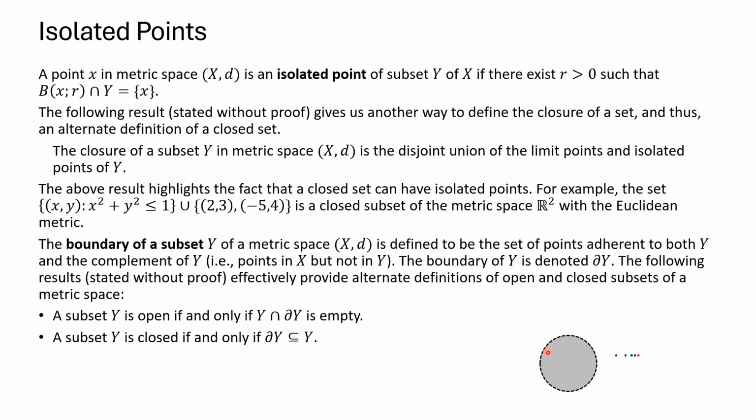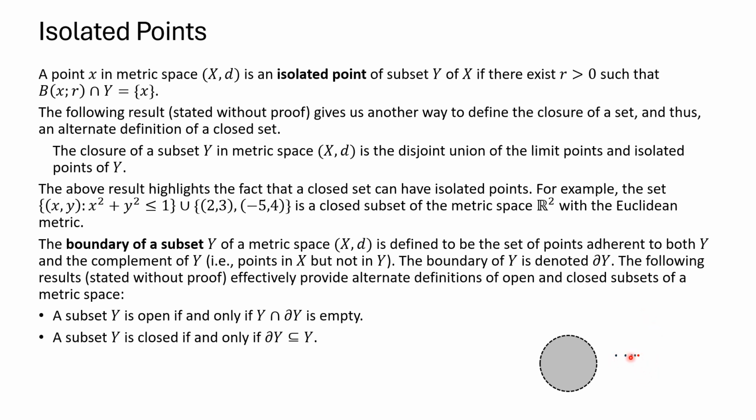So all of the gray would be adherent, and then these black points would also be adherent, and then the red point would also be adherent because every open ball about the red point would include one of these black points. As we said, they converge to the red point. So the red point, while it's not in our set in question here, it is an adherent point. It's also a limit point.